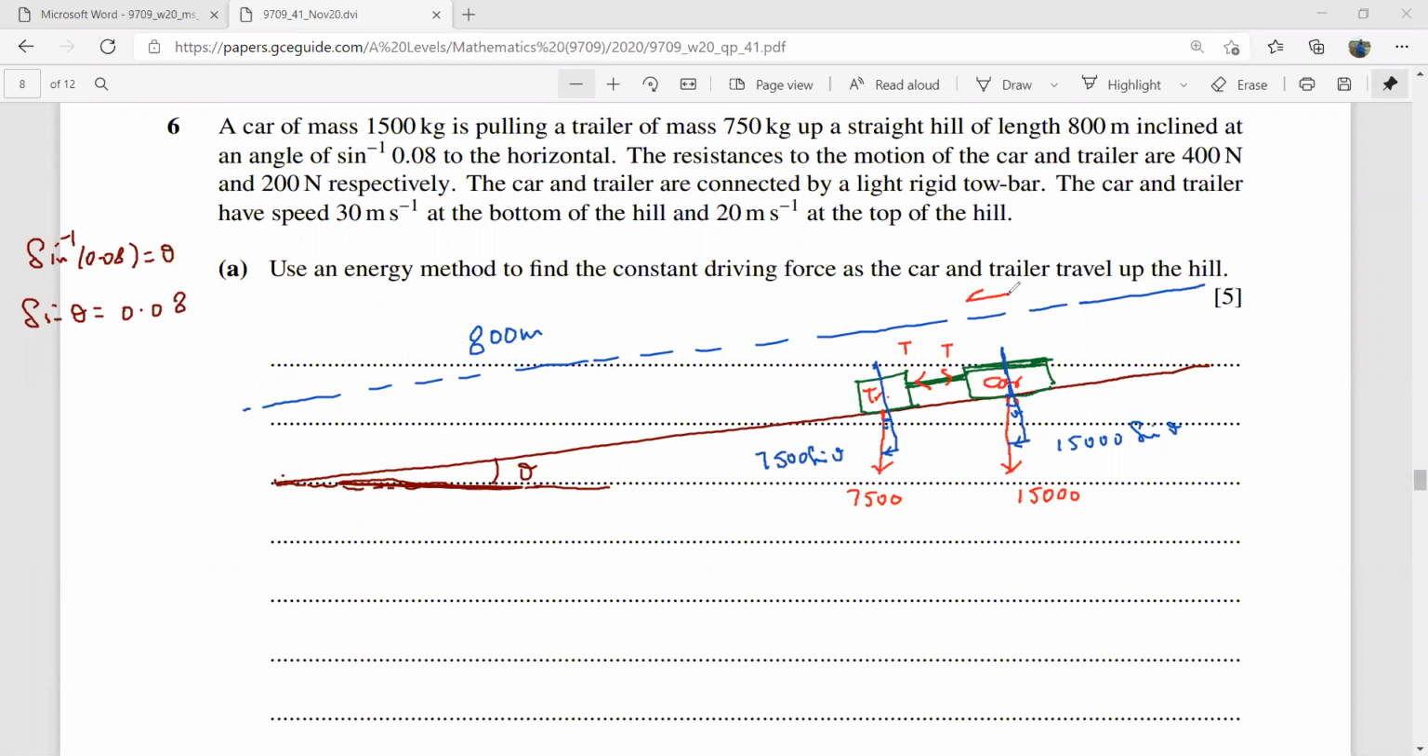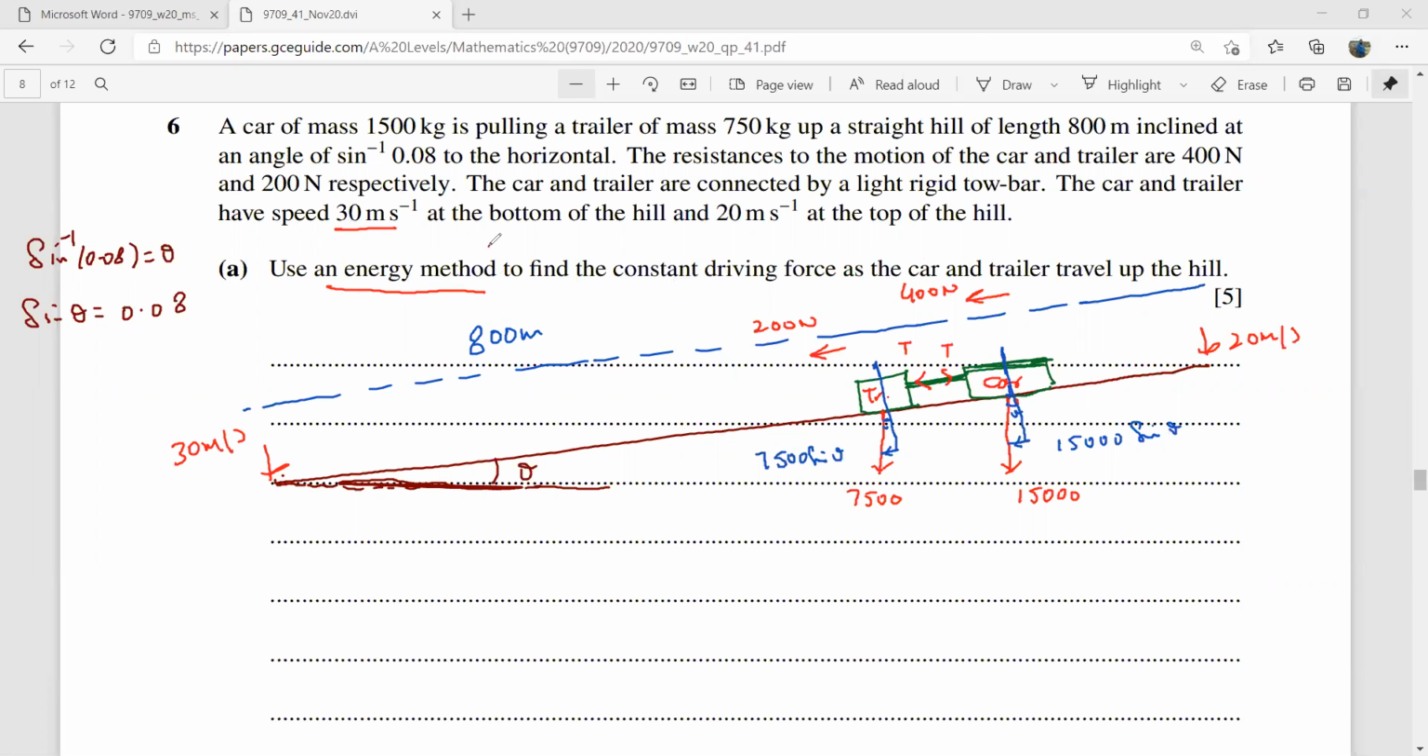So there is this 400 Newton resisting force on the car and this 200 Newton resisting force on the trailer. The car and trailer are connected by a light rigid tow bar. The car and trailer have speed 30 meters per second at the bottom, and at the top it is 20 meters per second. Use an energy method to find the constant driving force as the car and trailer travel up the hill.